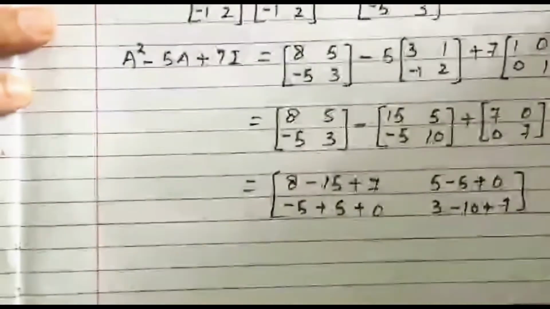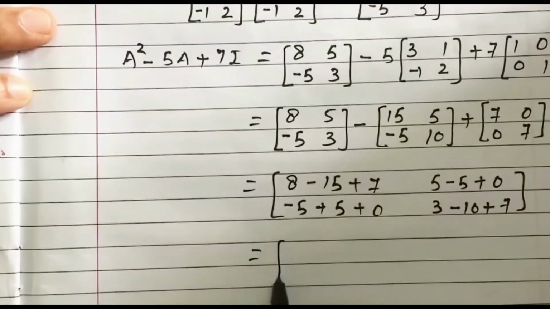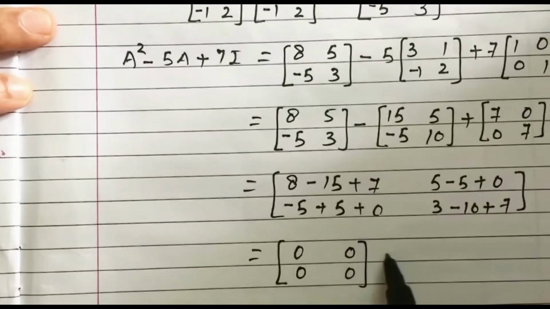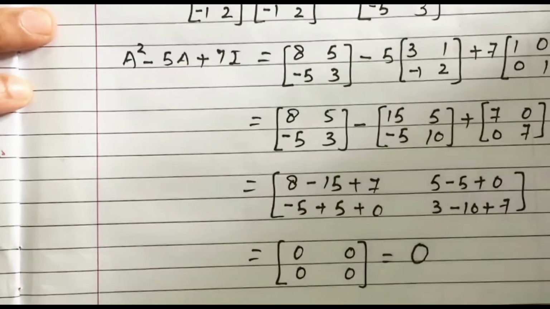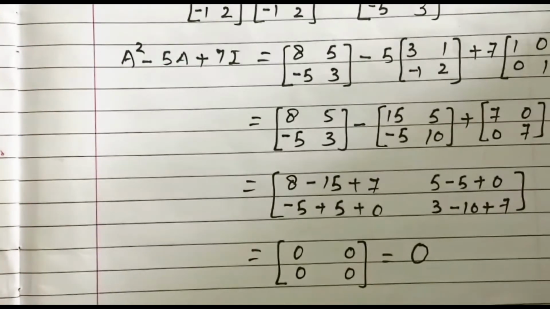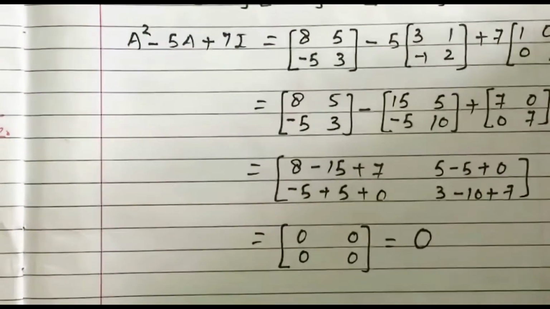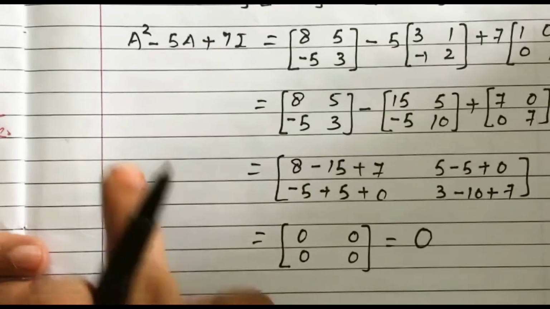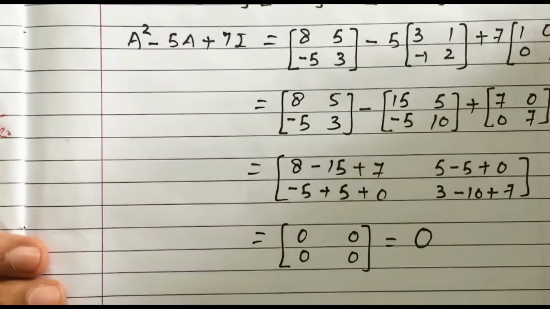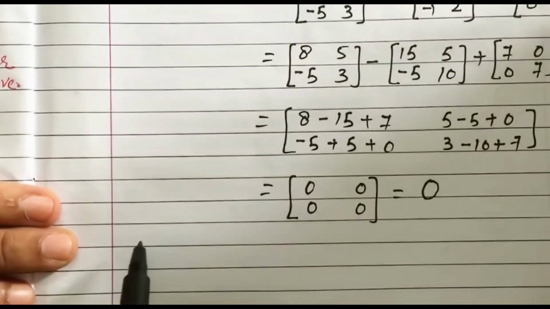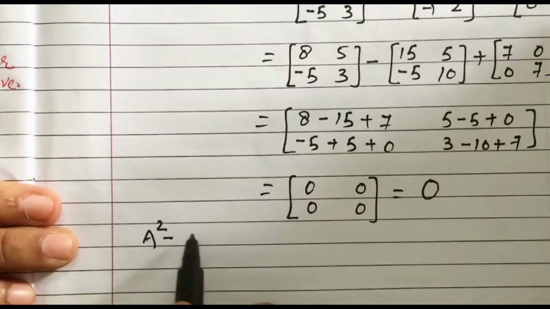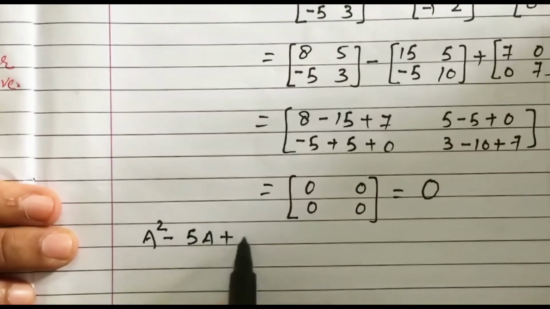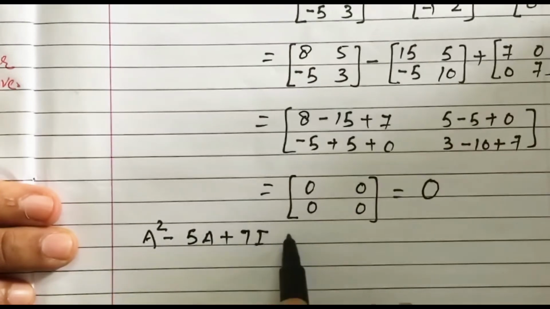Okay. So from this matrix you will get 0, 0, 0, 0. It is known as a 0 matrix, so write it with a capital letter. Now students, from this solution we have to find A inverse. So here A square minus 5A plus 7I is equal to the 0 matrix.